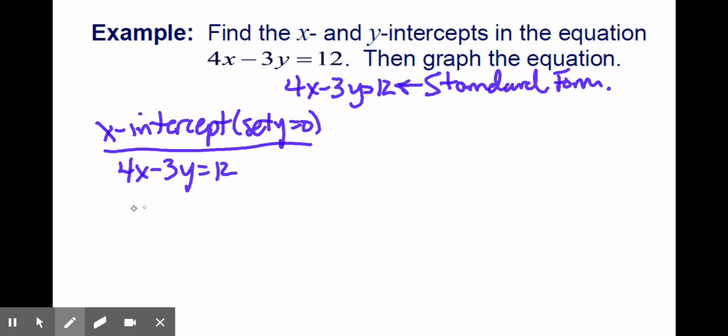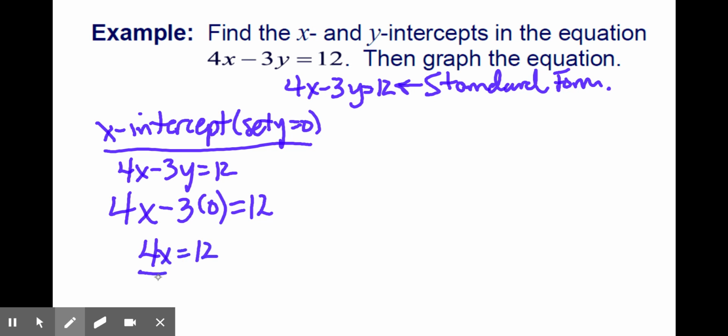So here's 4x minus 3 times 0 equals 12, right? We're going to make y 0 here. So 3 times 0 is 0. 4x minus 0 is 4x. So we have 4x equals 12. And we divide by 4 on both sides. We have x equals 3.